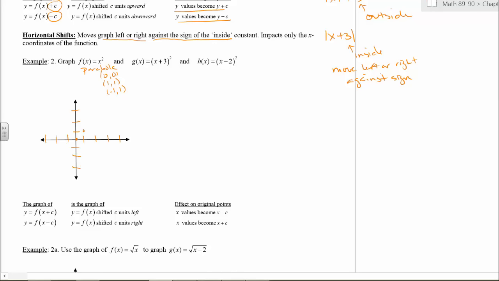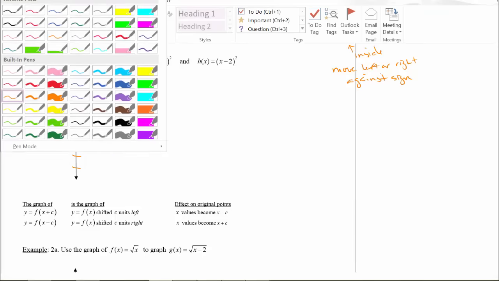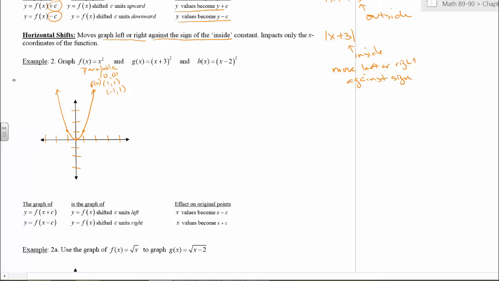So (0, 0), (1, 1), (-1, 1), and then here's our base parabola. So this guy is f of x. So now let's look at g of x. For g of x, I'll come in with red. Notice you're adding 3 on the inside. So what do you think that does?